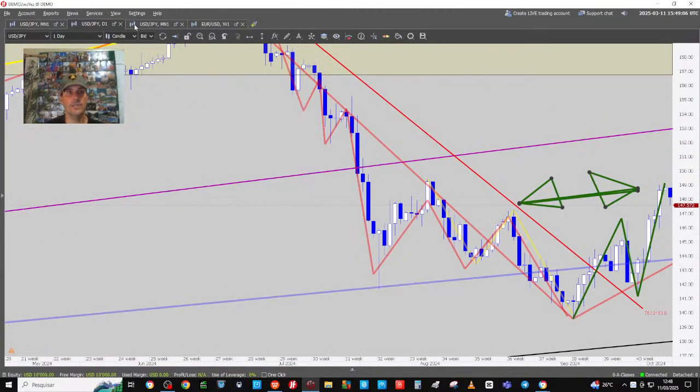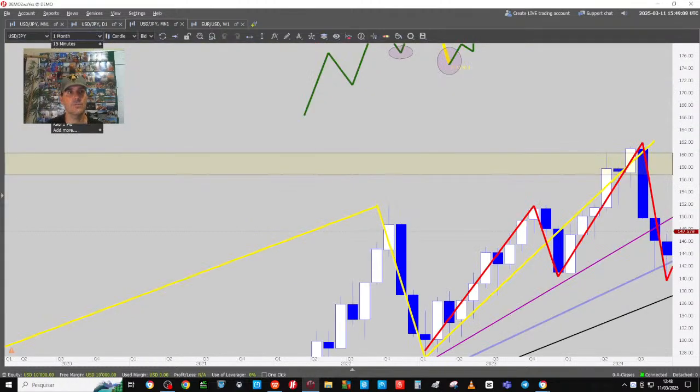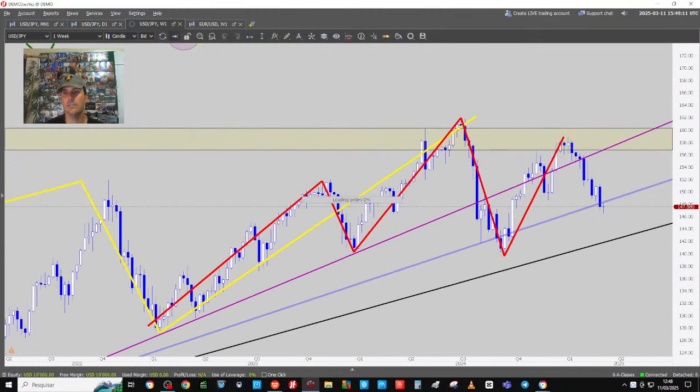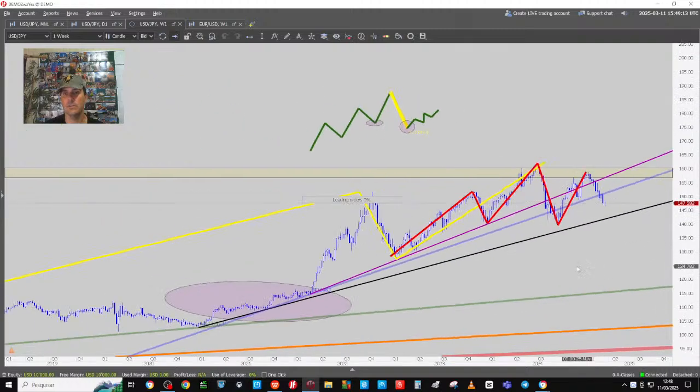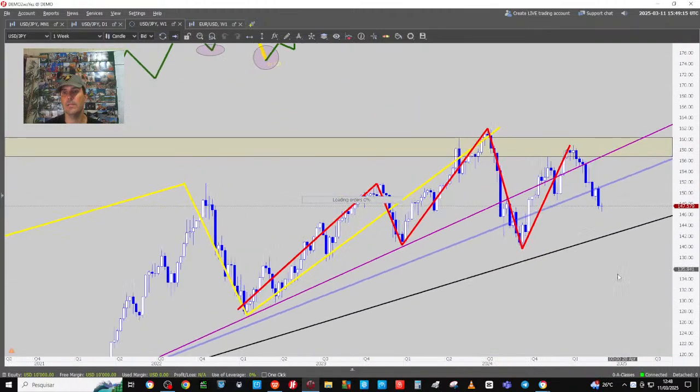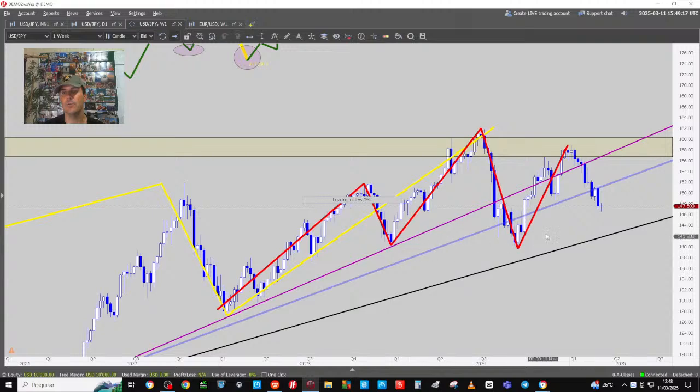And so we are here. I'm going to clone this to the weekly chart. Let's see the weekly. The weekly chart is similar, right? Lower lows, lower highs. The market broke the low. All right.